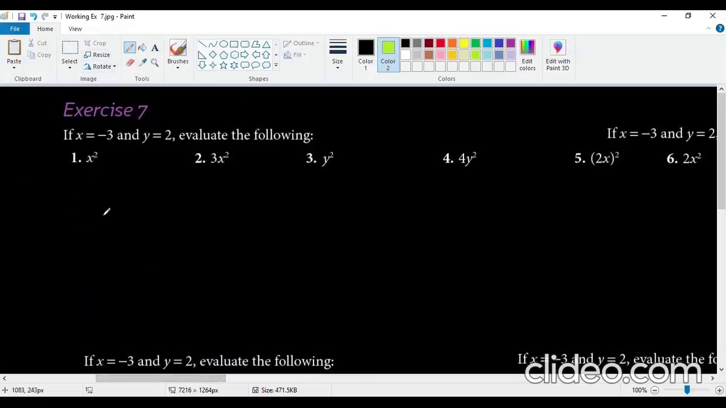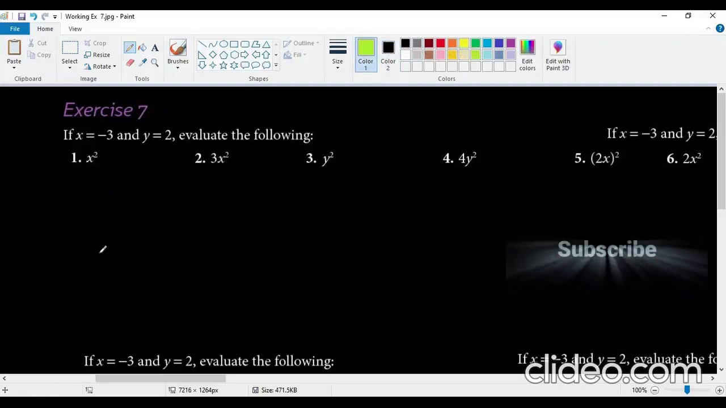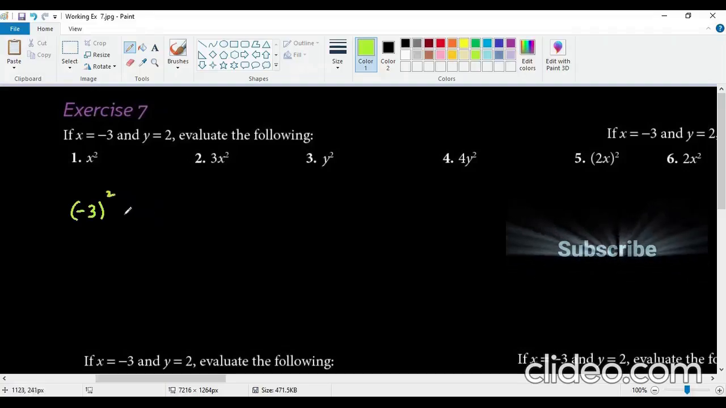So first of all, it says the value of x is -3 and y is 2, and you need to find out the value of x square. That means we just need to write x square, the value of x square. And we know very well when -3 is multiplied by itself, it's going to give you a +9.